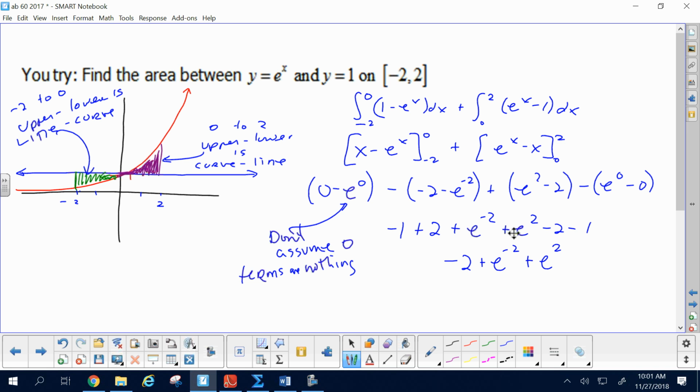I'm getting something like -2 plus e to the negative second plus e to the second. How about you? Minus which one? A, the last one. Okay, so you're plugging the lower limit into that, so it's e to the 0 minus 0. Oh, right? Yeah. Okay. And e to the 0 is 1.